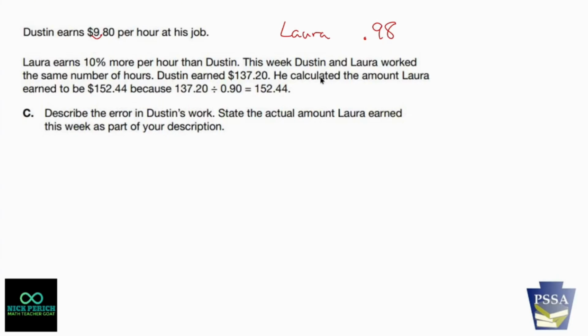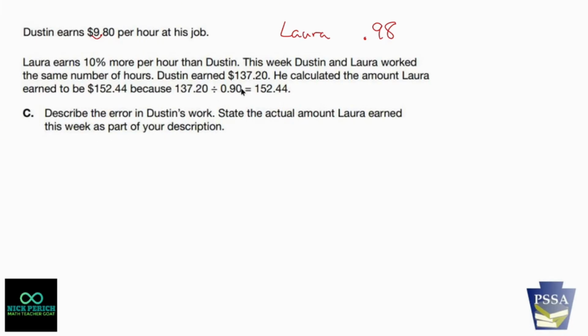This week, Dustin and Laura worked the same amount of hours. Dustin earned $137.20. He calculated the amount Laura earned to be $152.44 because 137.20 divided by 0.90 equals $152.44. Describe the error in Dustin's work. State the actual amount Laura earned this week as part of your description.